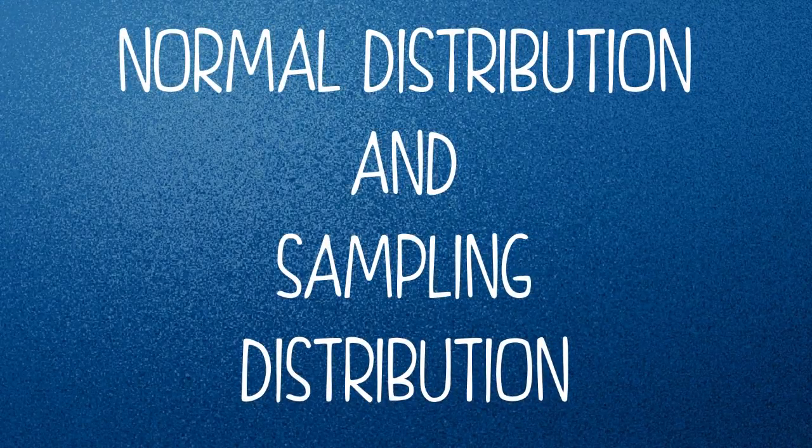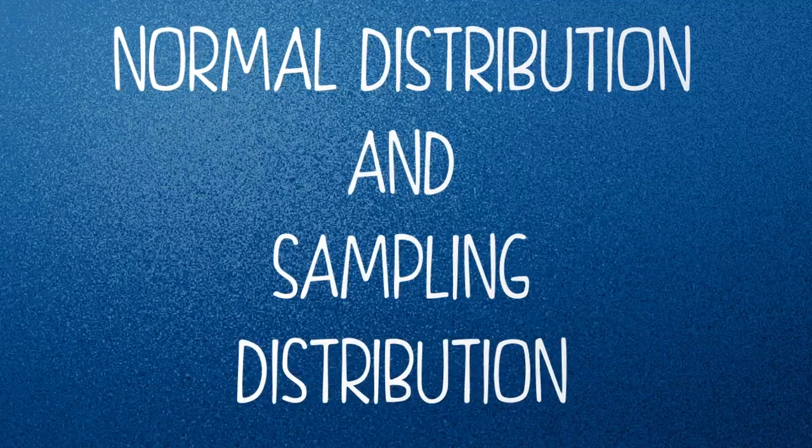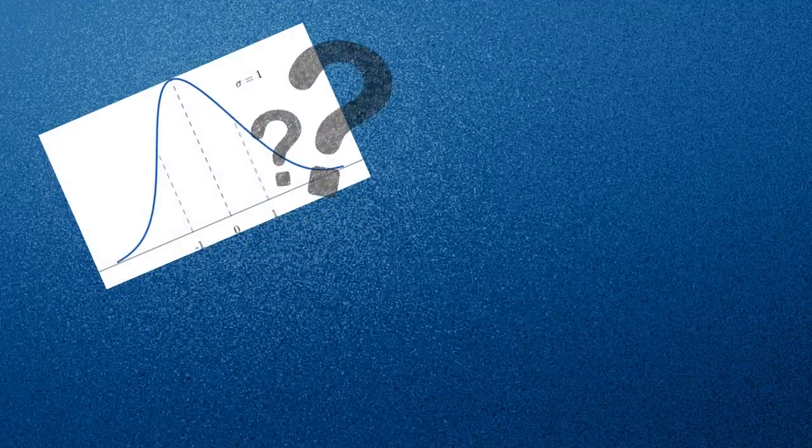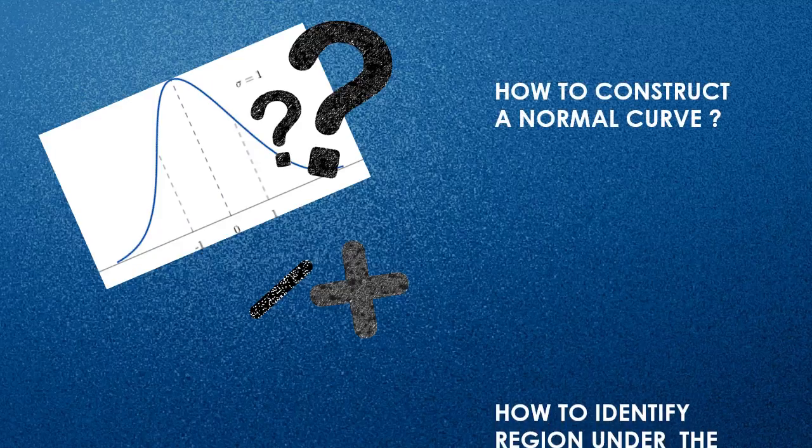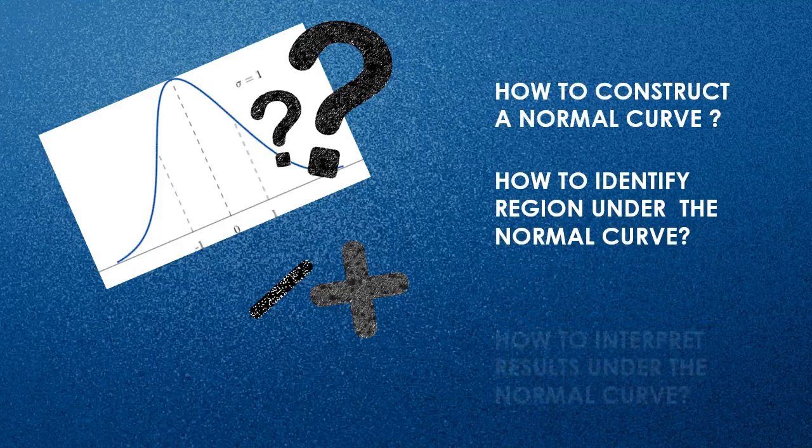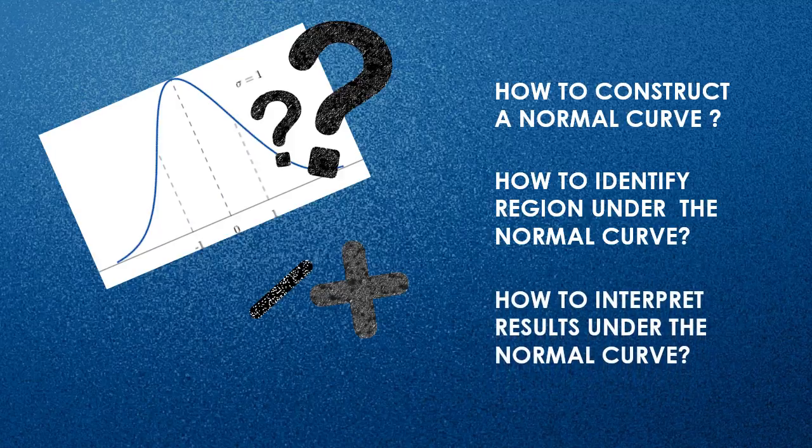Normal distribution and sampling distribution. In this lesson, we will learn the normal random variable and its characteristics, how to construct the normal curve, how to identify regions under the normal curve, and how to compute and interpret results under the normal curve.